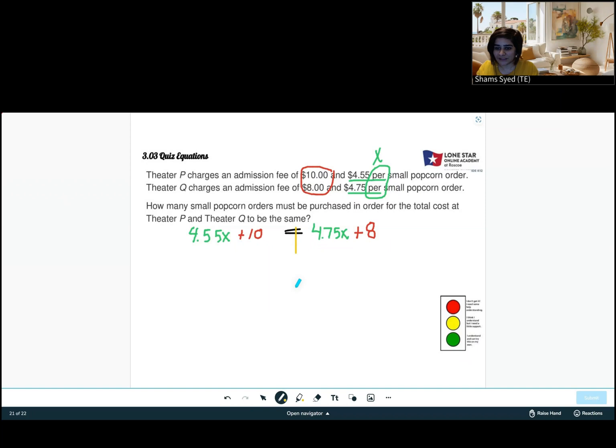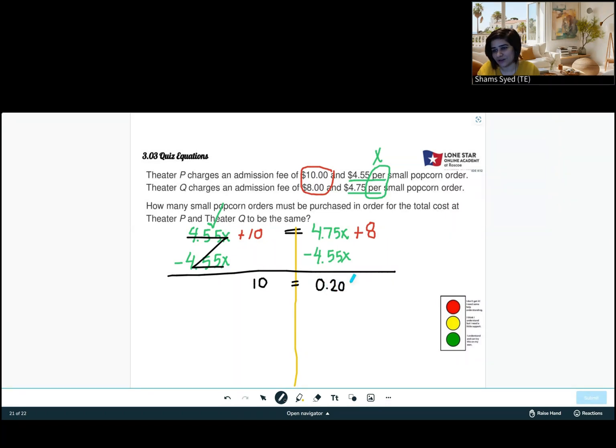I am definitely going to try to move the smaller variable to the other side. So 4.55 is that smaller one. I'll subtract 4.55x from each side. And let's see what is the impact of that on the equation. Notice this gets cancelled off. You're left with a 10 equals 0.20x plus 8.